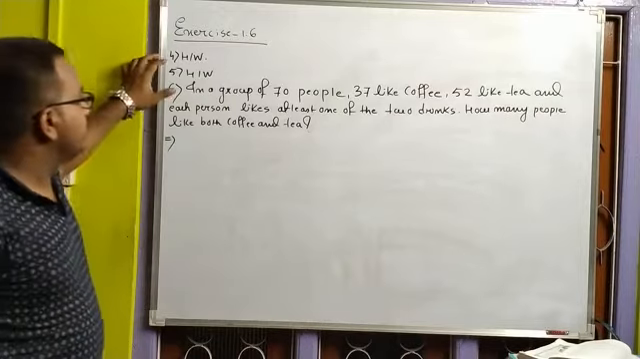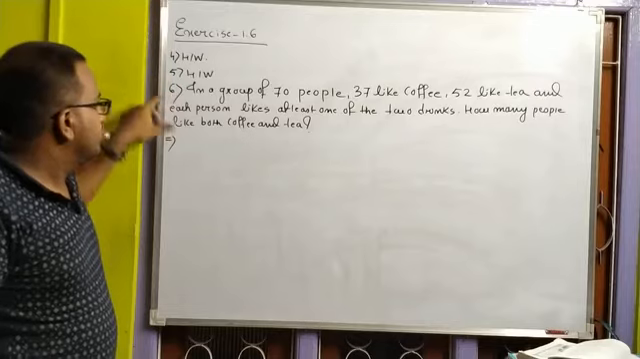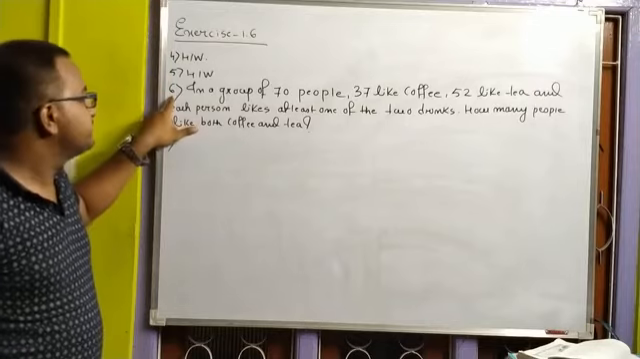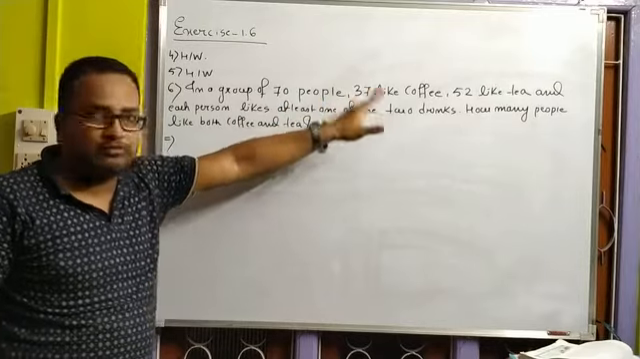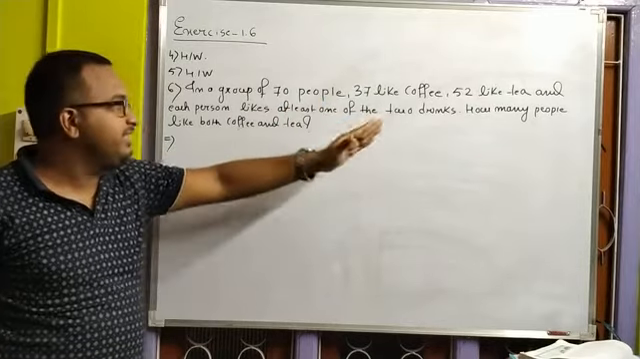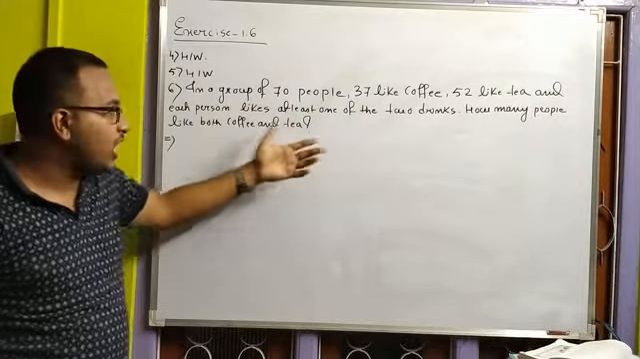So problems number 4 and 5 are homework for you. These problems are very easy. So let us see problem number 6. In a group of 70 people, 37 like coffee, 52 like tea, and each person likes at least one of the two drinks. How many people like both coffee and tea?